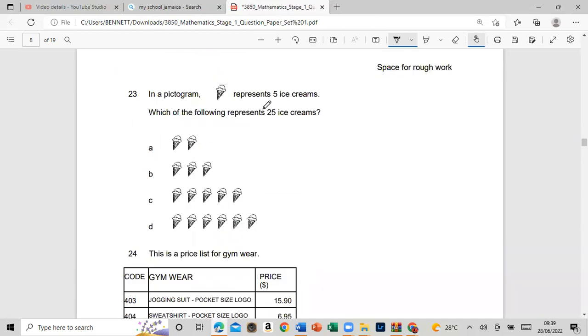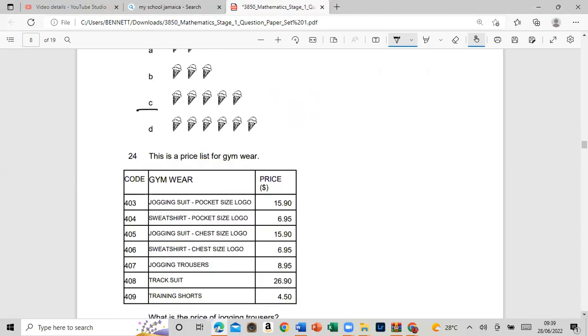In a pictograph, 1 represents 5 ice cream. Which of the following represent 25? So that would be 5 again, right? Because 5 times 5 is 25. So that would be C. Move on to 24, hit the like button.